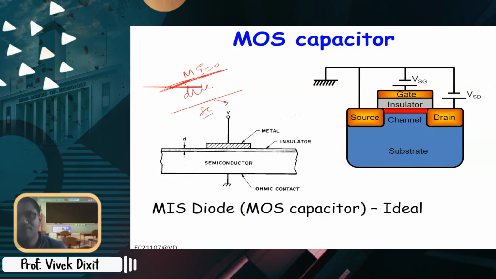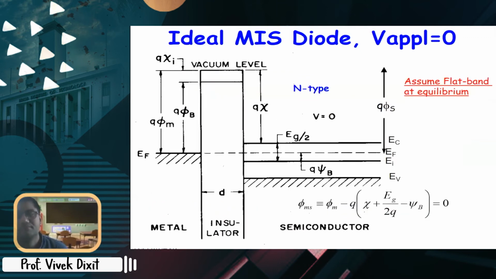So before we analyze the MOS capacitor, let us see its band diagram. So this is ideal metal, then insulator and semiconductor. So in metal, of course, you have work function q phi m. This is the metal Fermi level. Then you have oxide or insulator here.